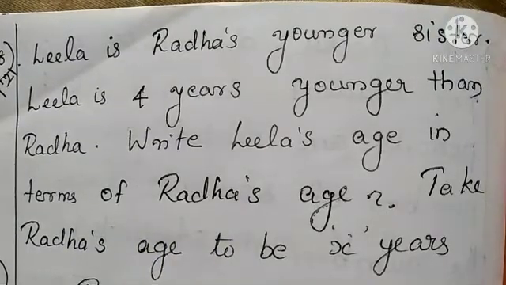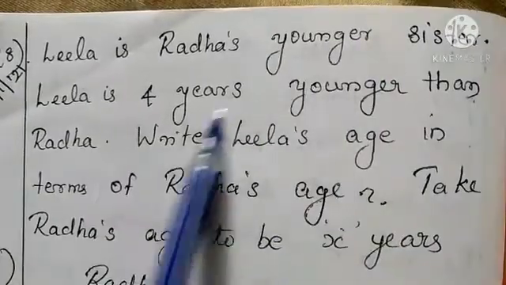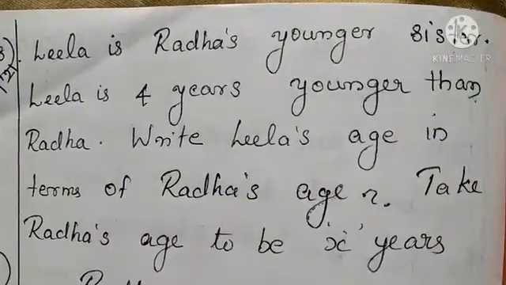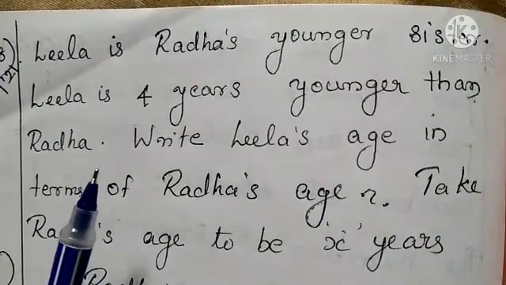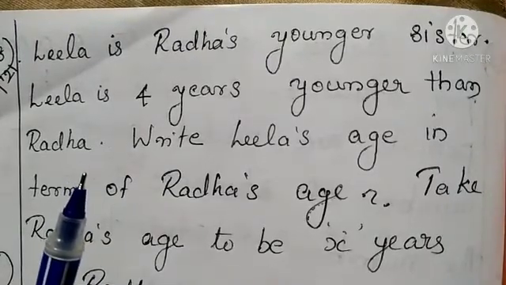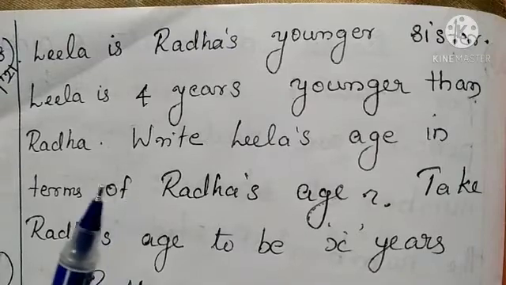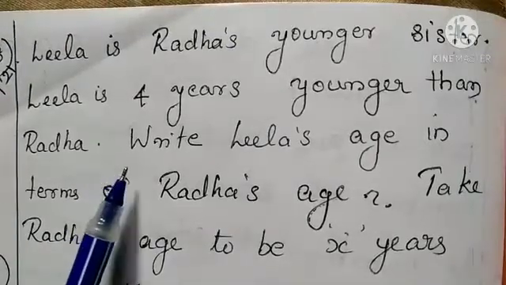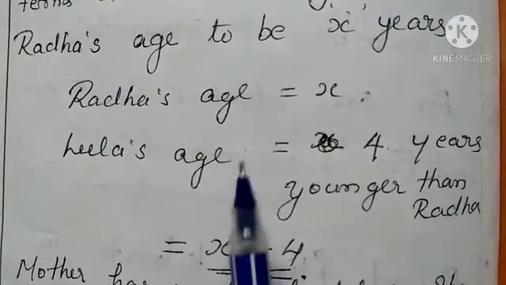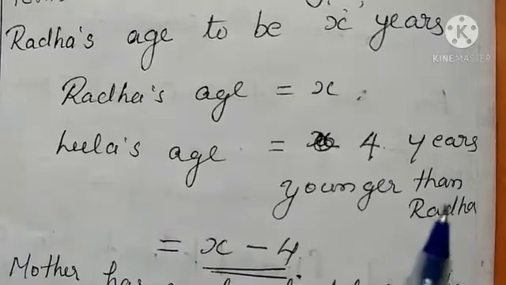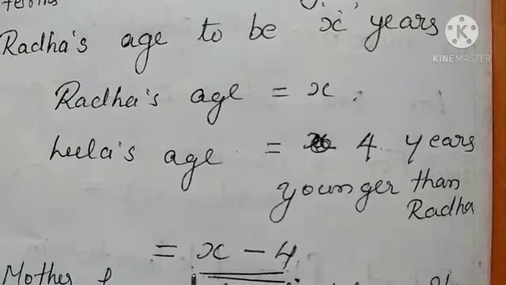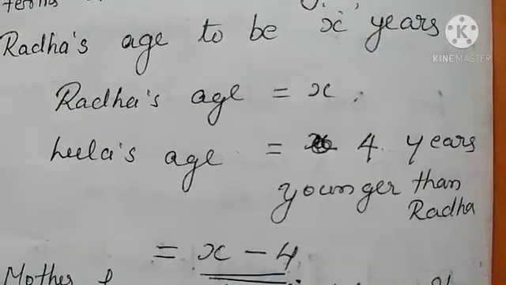Here age of Radha is X. Her sister Leela is 4 years younger than Radha. Younger than means it should be subtracted from Radha's age. Then Leela's age will be X minus 4. Understood? So we can write Radha's age X, Leela's age 4 years younger than Radha, so it should be subtracted. So it is X minus 4. Understood?